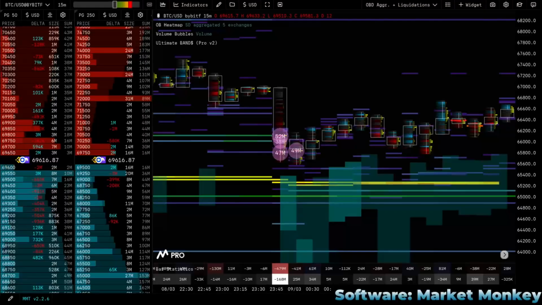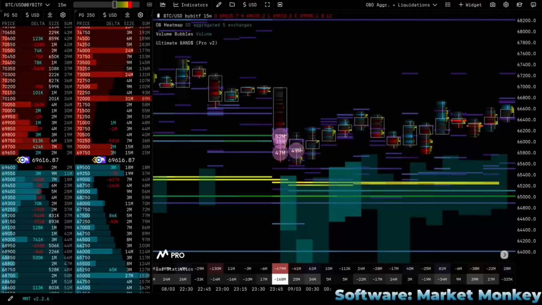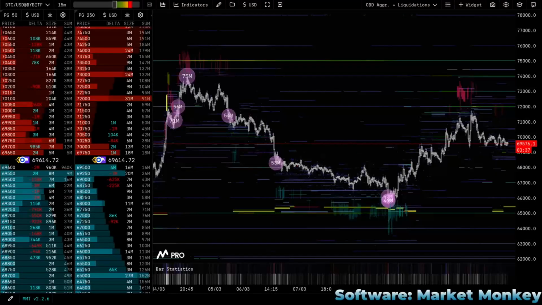Now lastly, at the bottom, I have bar statistics which show me the changes in delta in the first row and open interest changes in the second row. Abnormality spotted in these two statistics can assist to identify areas of potential reversals. So now that I've shown you my template, let's start with what we've seen in the past week.